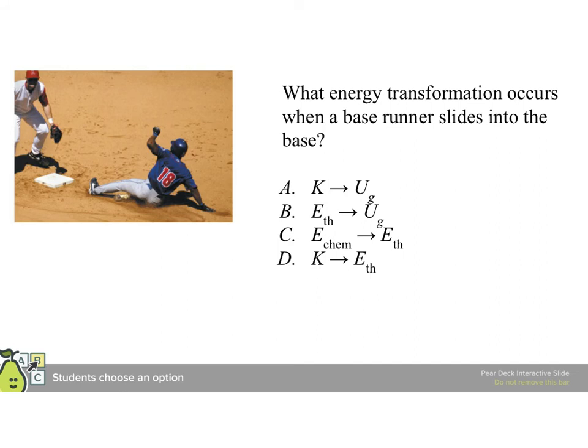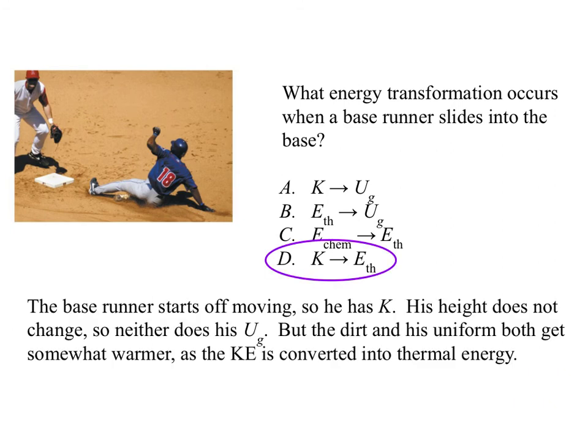What energy transformation occurs when a base runner slides into the base? Well, the base runner starts off moving, so he has kinetic energy K. But his height does not change, therefore neither does his U sub G. The dirt and his uniform, however, both get somewhat warmer as the kinetic energy is converted into thermal energy. Right? At the end, of course, the base runner has stopped after the slide, so there's no more kinetic energy. It's all been turned basically into thermal energy.